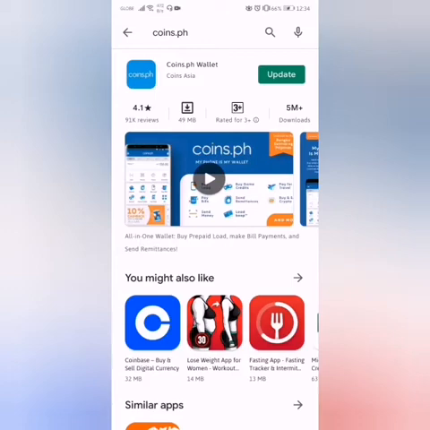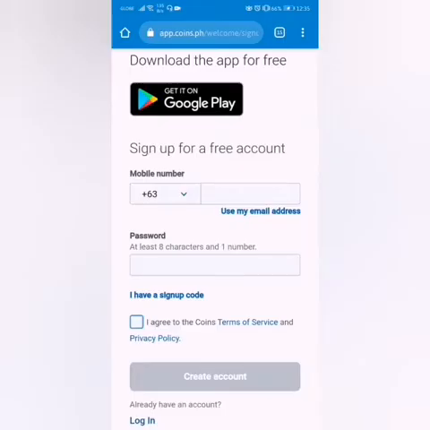So just download it and create a new account. This is what you're going to see when you sign up for a new account. You can just sign in using your mobile number or your email address, enter your password, and click on I agree with the terms and conditions, and you're all set.